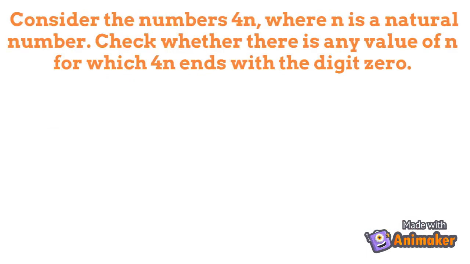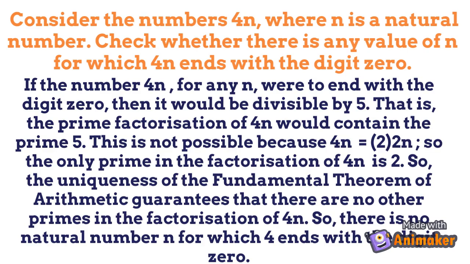Now let's see another question. Consider the number 4^n, where n is a natural number. Check whether there is any value of n for which 4^n ends with the digit 0. So let's check its answer.